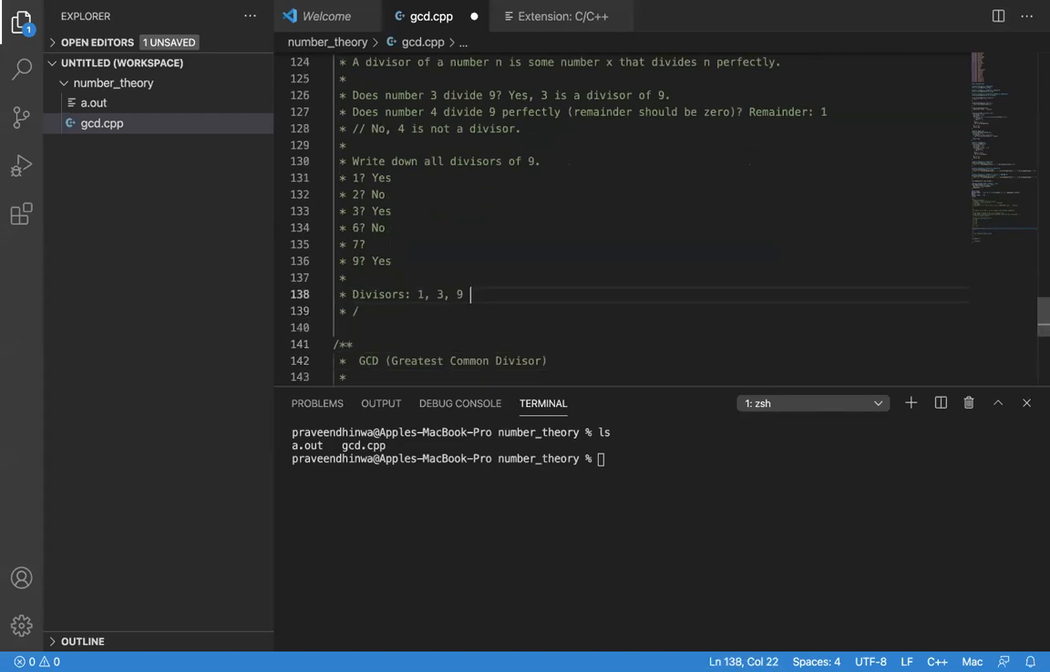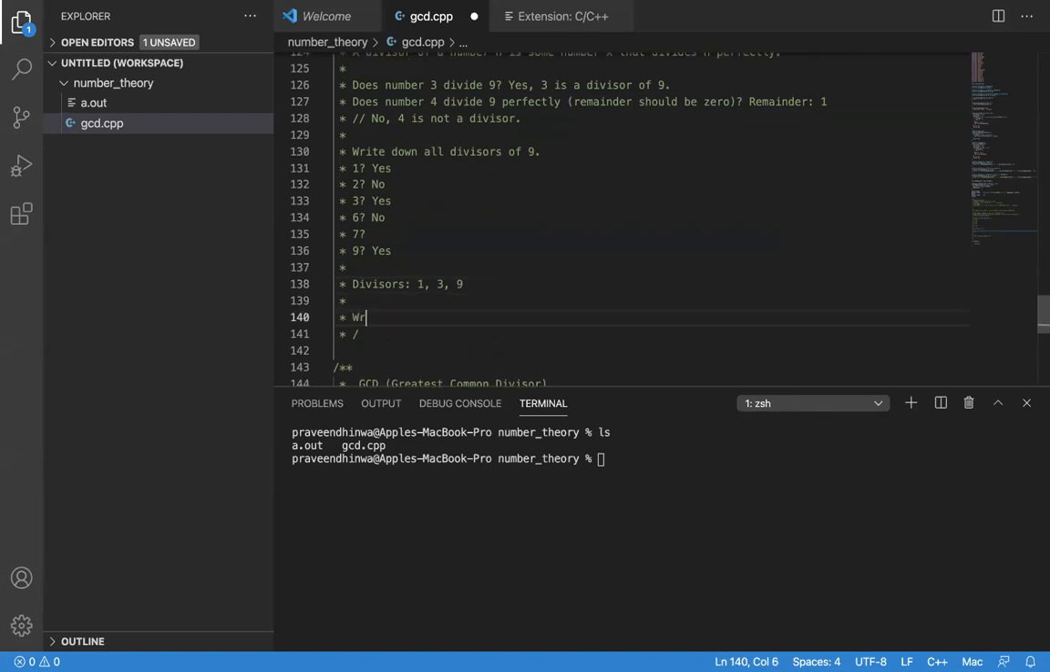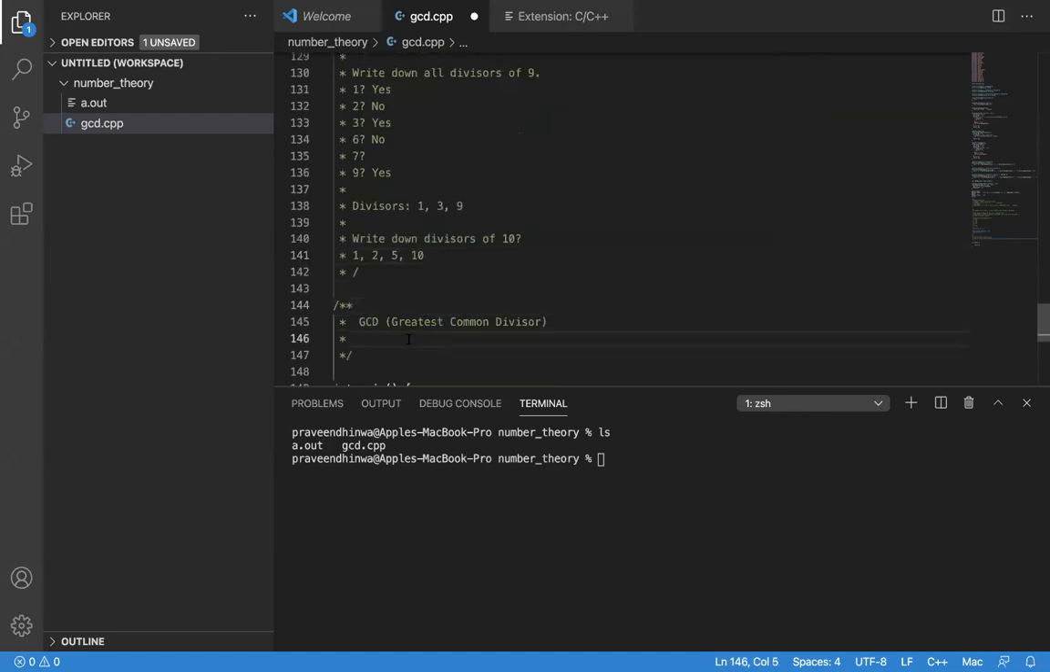If you want a few more examples, let's write down the divisors of 10. You can see it will be 1, 2, 5, and 10. These are the divisors of 10. So the greatest common divisor, GCD, of some numbers is the largest number that is a divisor of all of them.